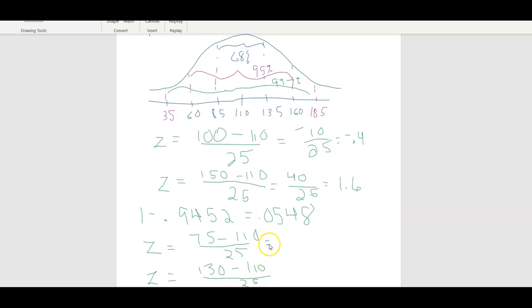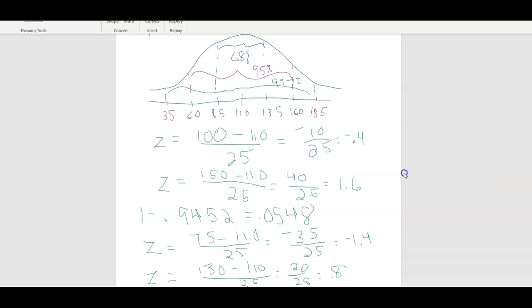All right, so let's see. This is going to give me negative 35 over 25, which, if we put that into the calculator, is negative 1.4. And then I'll go ahead and finish this one. This is going to give me 20 on top over 25, which will be 0.8.